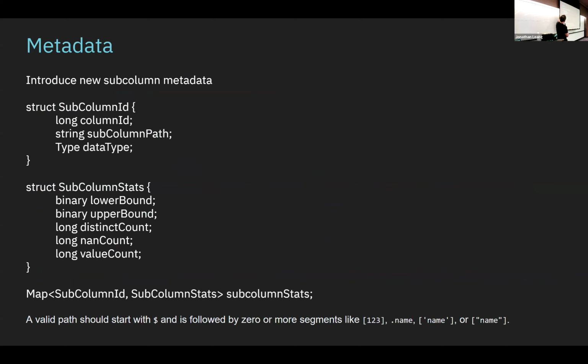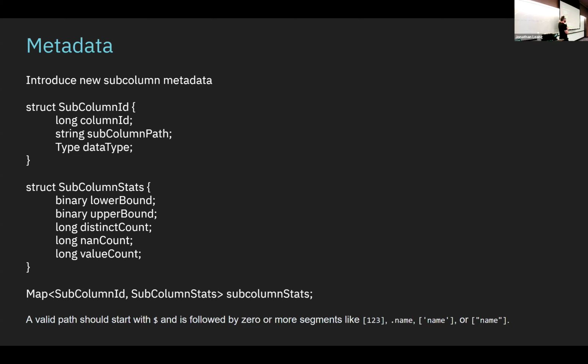And what you end up with is kind of what you'd expect. It's a bag of stats for each of these subpaths. You go through and calculate the stats as you would for any given file, but you're doing it at the subcolumn level and then storing that in there.